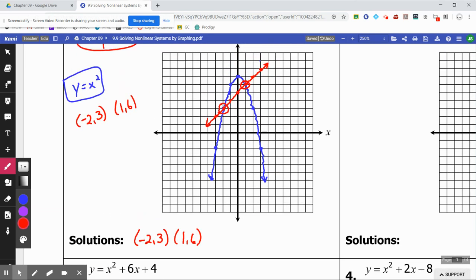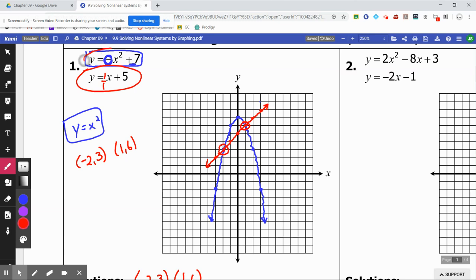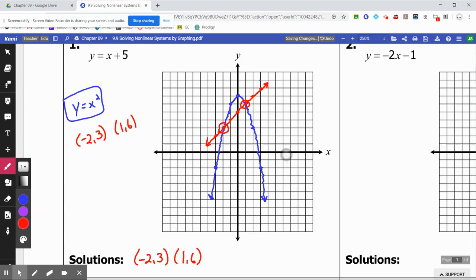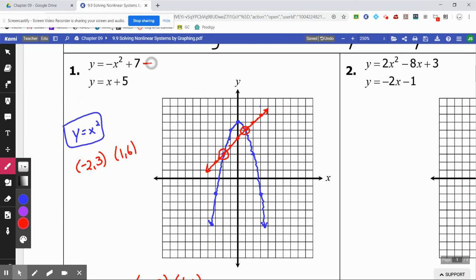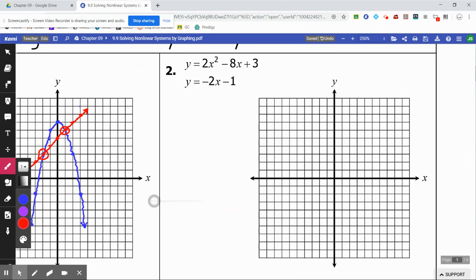Now, if these are truly solutions, you should be able to plug them into both of these. And I'm just going to show you with one of them. We can plug in the point negative 2, 3. When I plug in negative 2 here, I get negative 4 plus 7, which gives me 3. So negative 2, plug it in, I get 3. When I plug in negative 2 here, negative 2 plus 5 gives me 3. So negative 2, 3 is on both, so therefore it has to be a solution.